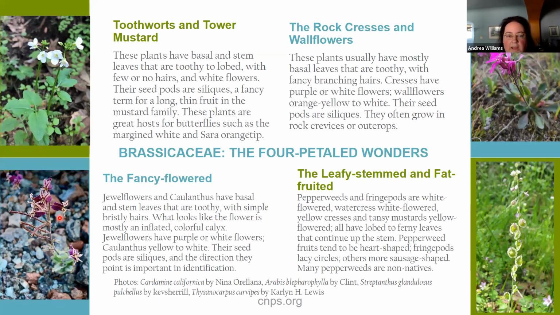Caulanthus generally yellow to white. And their seed pods are also siliques, and often the direction that they point and the way that they curve, which side of the stem that they're on can be important in identification.